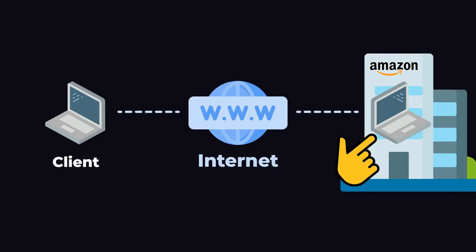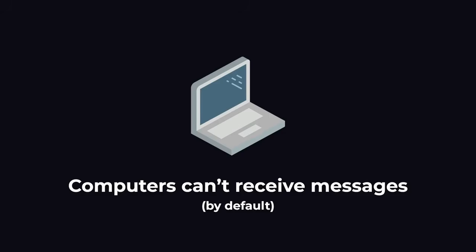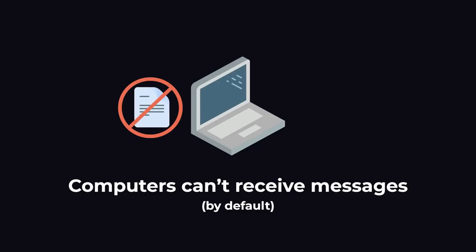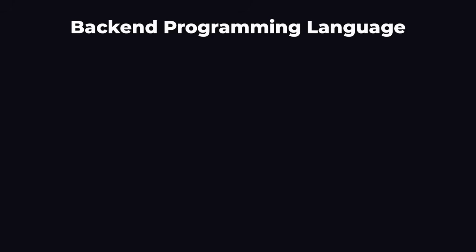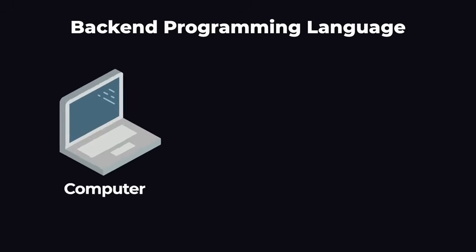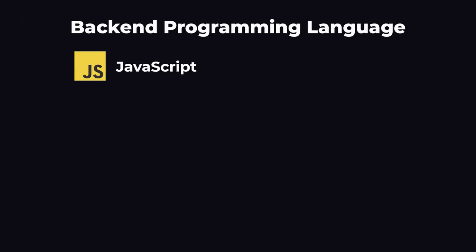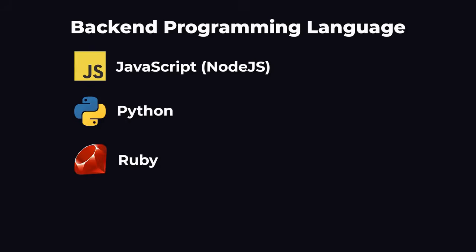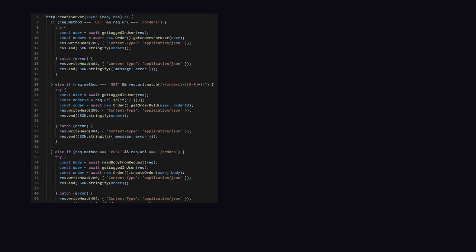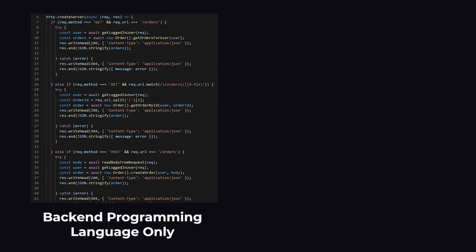In this scenario, the computer sending the message is called the client, and the computer that is receiving the message is called the server. But before this happens, computers can't receive messages from the internet by default. We have to program them to be able to receive the messages. To do that, we need a backend programming language. Almost every programming language has a feature that turns a computer into a server and allows it to receive messages. Powerful backend programming languages are JavaScript, sometimes called Node.js, Python, Ruby, and Java.